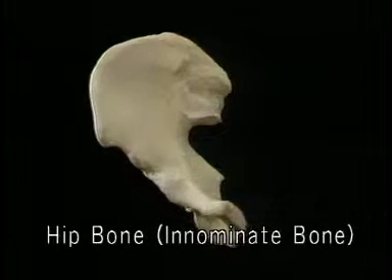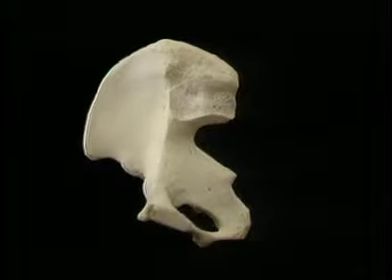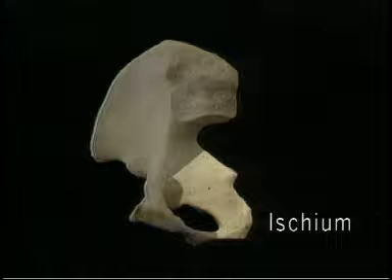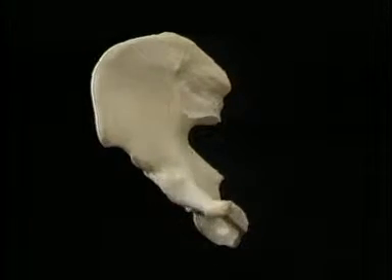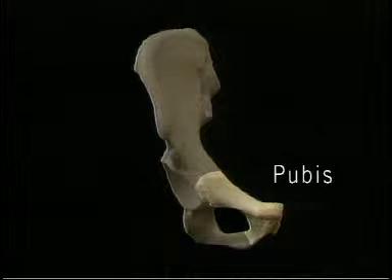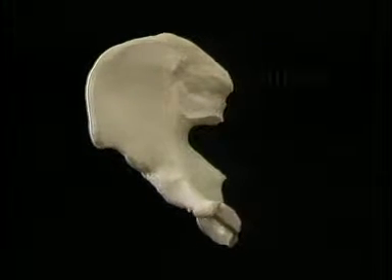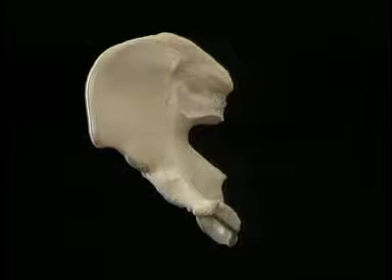The hip bone is also known as the innominate bone. It develops by the fusion of three originally separate bones: the massive ischium below and behind, the more lightly constructed pubis below and in front, and the broad ilium above. We'll look at the ilium first.